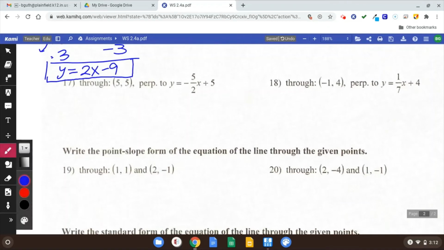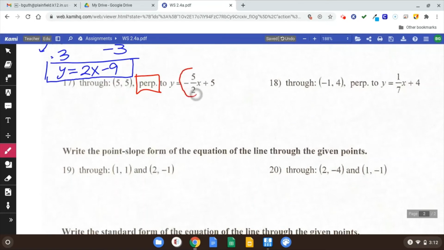Number 17 says perp. Perp implies perpendicular. And so perpendicular is the one where we took the opposite reciprocal slope. So in this problem, we can see that the slope is negative 5/2. I always sneak that negative up into the top, so you have a negative number, -5/2. So your perpendicular slope is going to be the opposite reciprocal. So change the sign. This was negative. Mine's going to be positive, and flip it to 2/5. That means I'm using a slope of 2/5 for my perpendicular line.